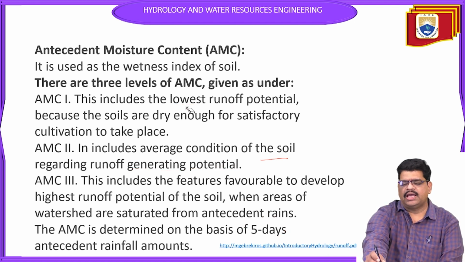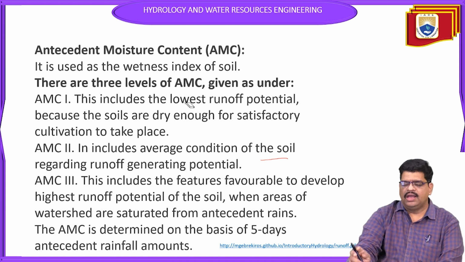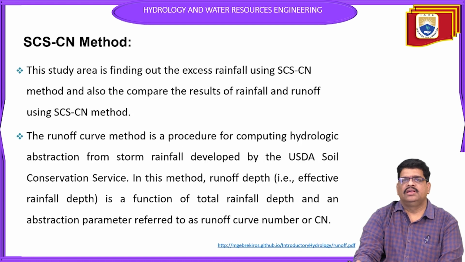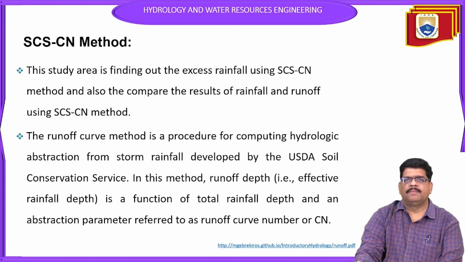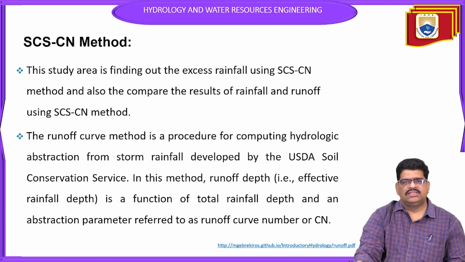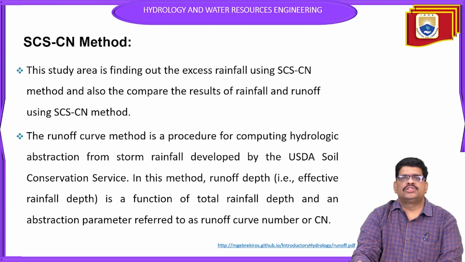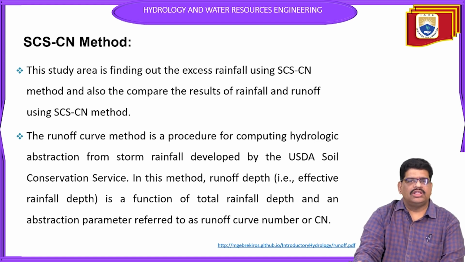You have to use different types of antecedent moisture conditions of the soil. Next, very important is the SCS method. The SCS method is one of the best methods for runoff calculation. It is not only the best method, it is more accurate compared to others. SCS is the Soil Conservation Service, and CN is the curve number.